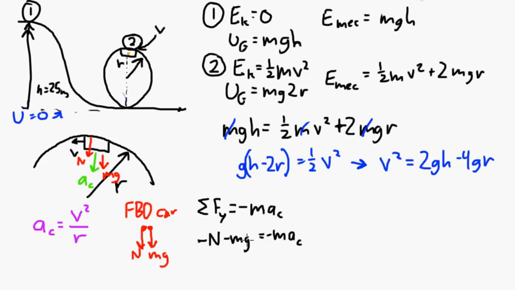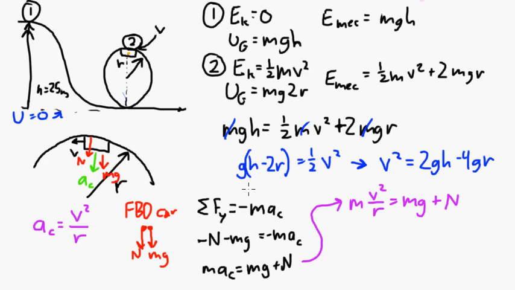We can say mac equals mg plus N. And let's say, what is the centripetal acceleration? We found that, right? So we got mv squared over r is going to equal mg plus this normal force. Now we've got unknowns here. Unfortunately, I've got an unknown normal force, but let's think about what the normal force can be.